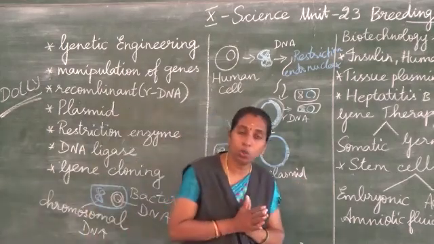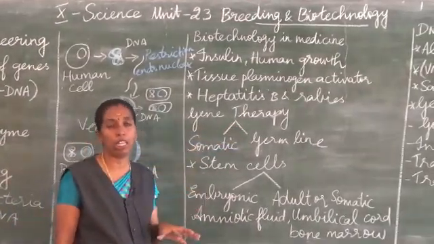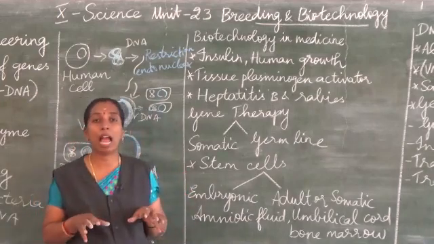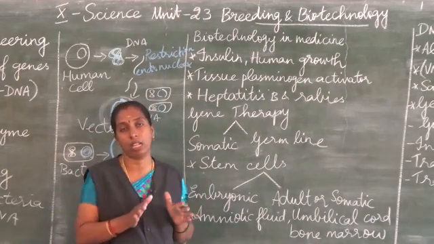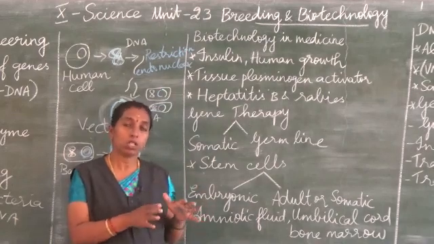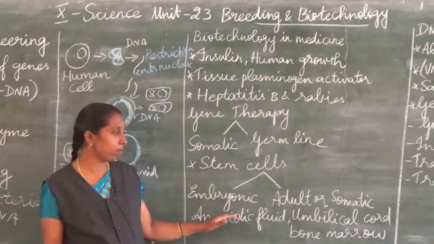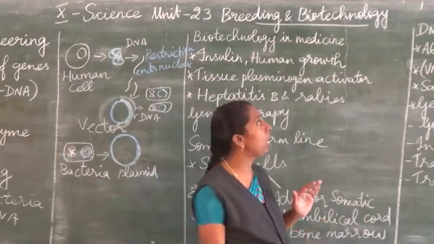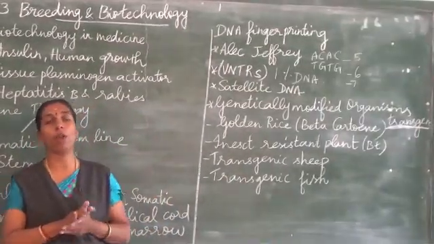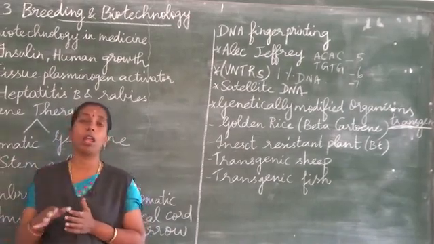Then we learned the uses of biotechnology, gene therapy and its different types, and then stem cells. Stem cells are a group of cells which have the ability to produce a specific type of cells, for example nerve cells, cardiac muscles, liver cells. There are two types of stem cells: embryonic stem cells and adult or somatic stem cells. Then we learnt about DNA fingerprinting, genetically modified organisms, transgenic plants and transgenic animals. All these topics are very essential.